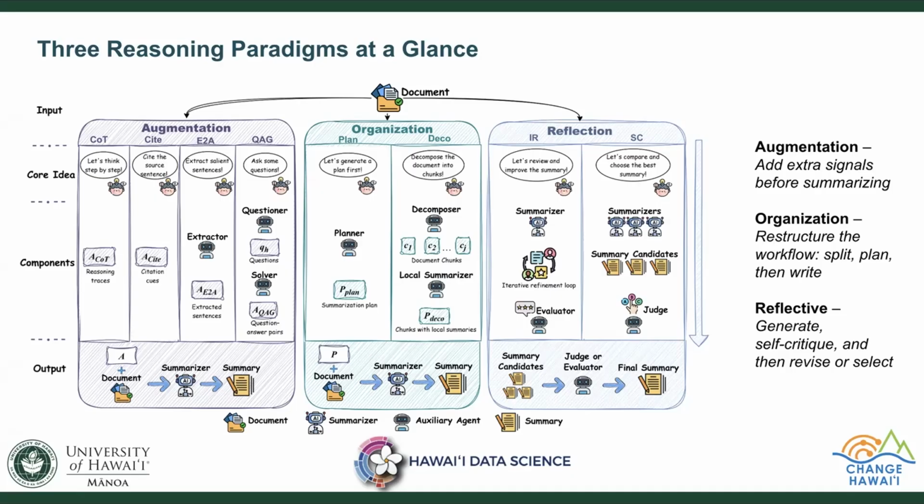That's what organization means. And reflective means asking the large language model to become a self-evaluator or self-reviser. For example, you generate several summary candidates and you ask the large language model itself which one it thinks is better. Then you choose the best one to save as your final output.